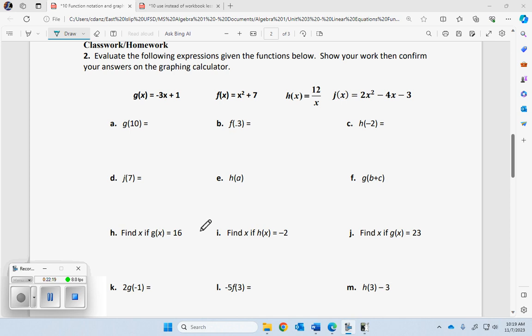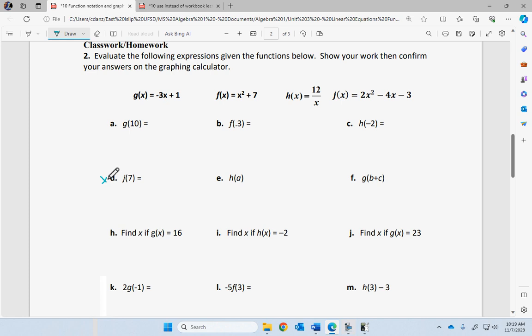I don't feel like I really have to do every question here. There's a few that I'll pick out. So let's start with, I guess, D. And let's plug in a 7 in place of X. Don't forget to put it in parentheses.